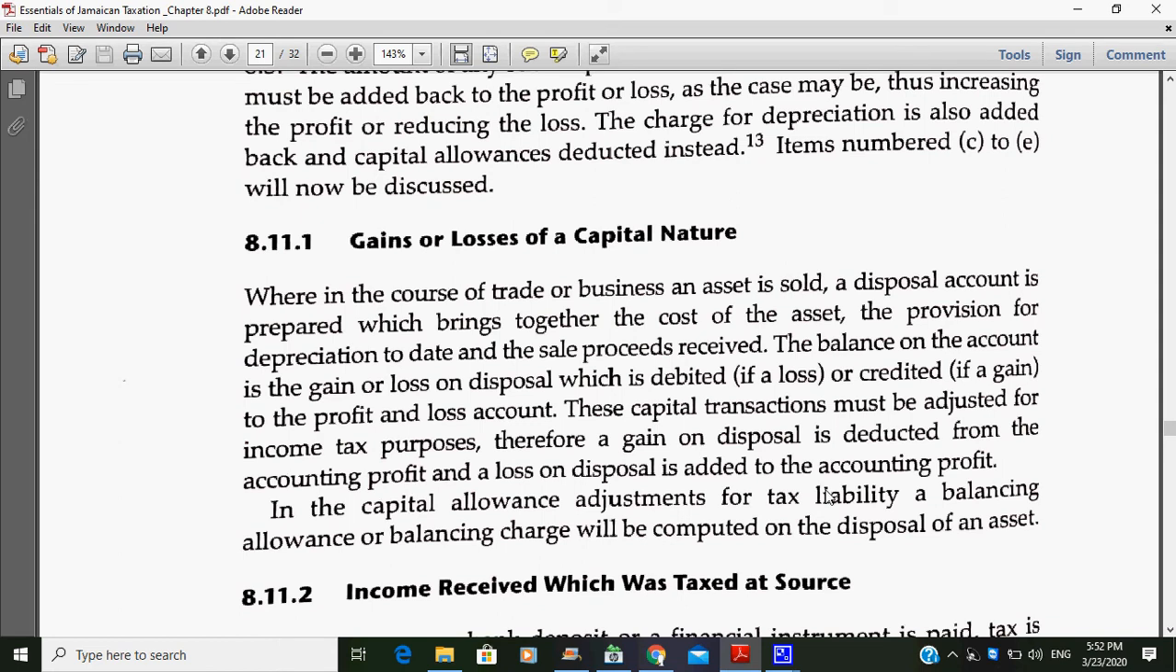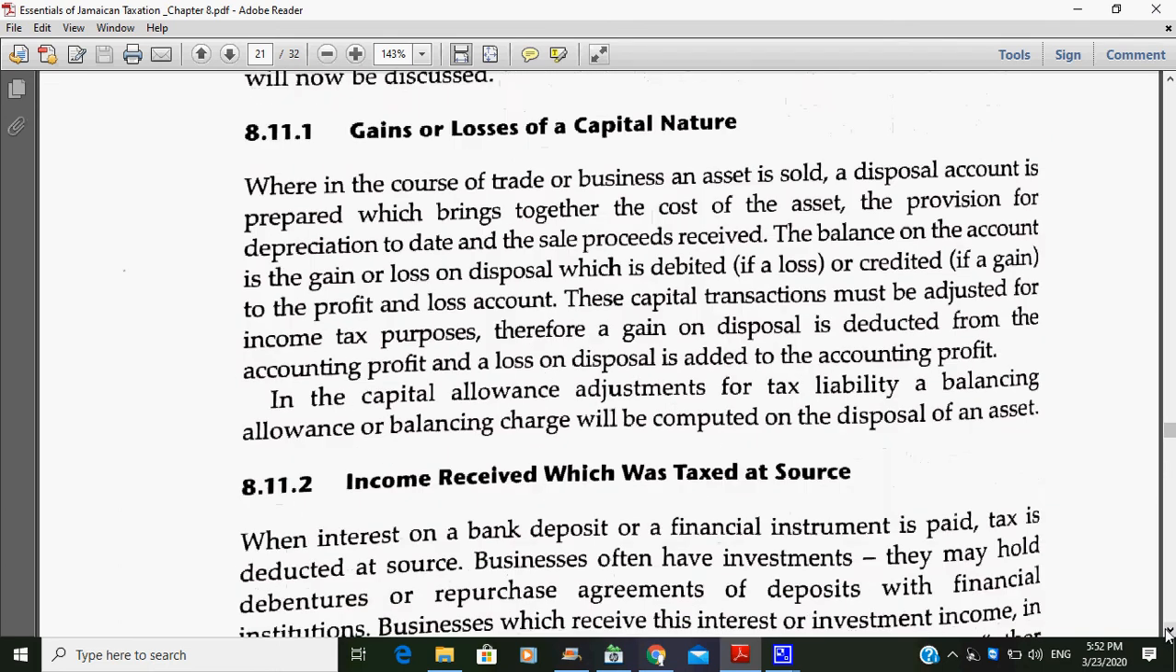Okay? In the capital allowance adjustments for tax liability, a balancing allowance or a balancing charge will be computed on the what? Disposal of an asset. These things might not be clear to you as yet. When you go through the calculations in a follow-up video clip, you will see the calculations and it will be more clear to you at that time. Alright?